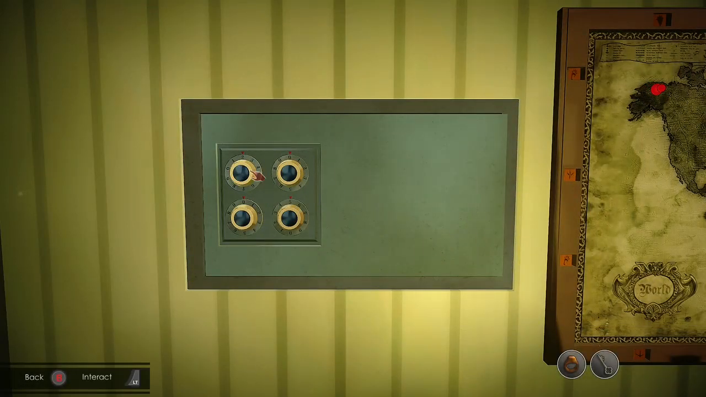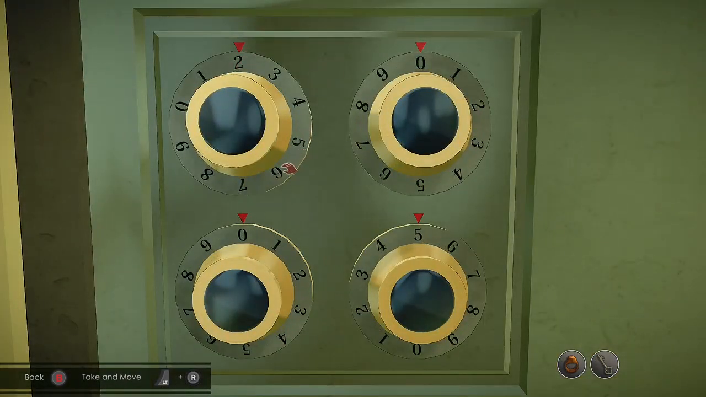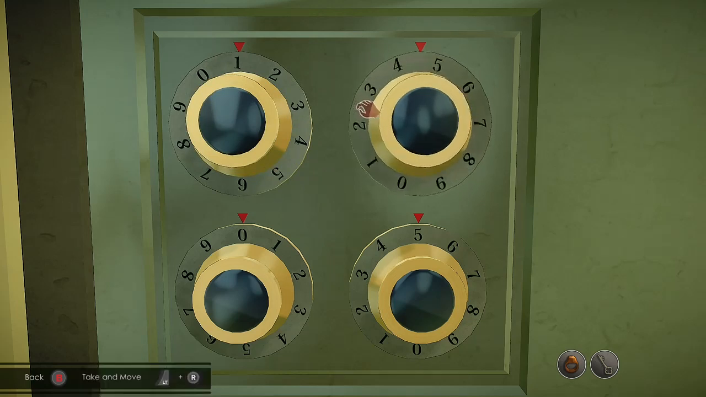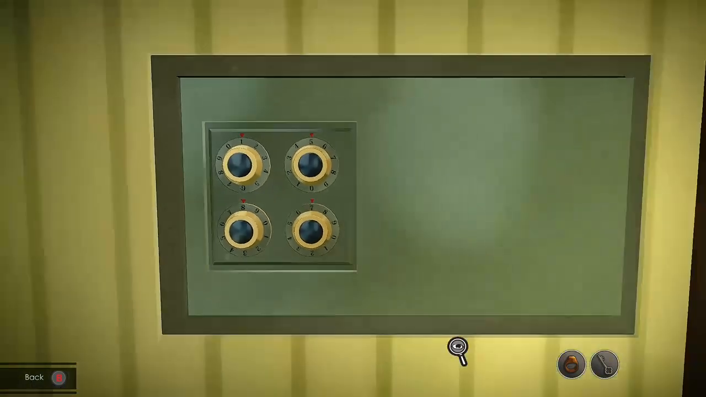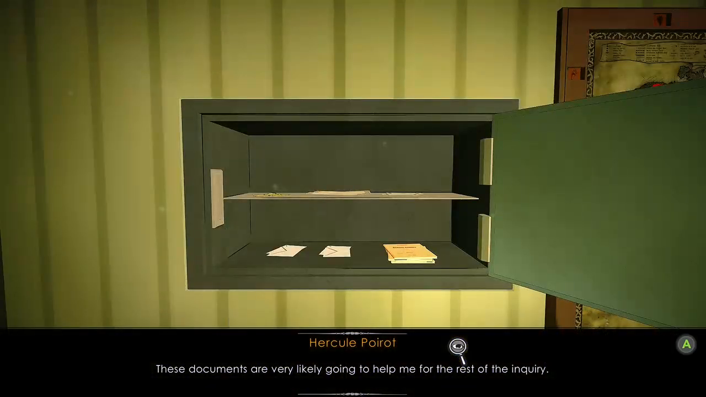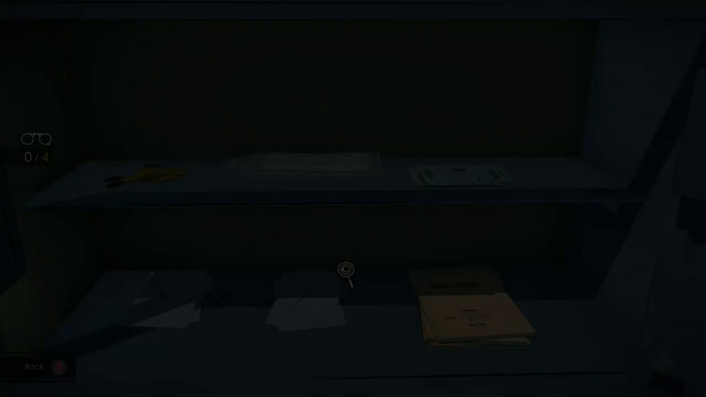Oh, 1587. 5. 8. I'm assuming this is the right way around. Yay! These documents are very likely going to help me for the rest of the inquiry. Right to left to right, you know?